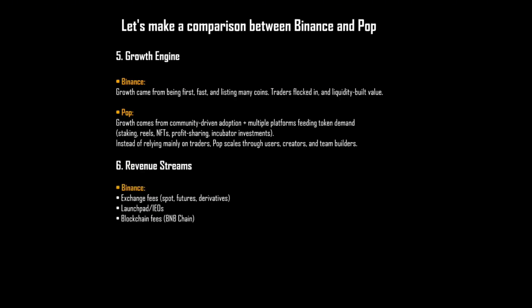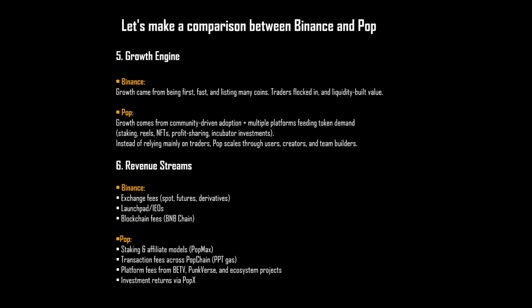Revenue streams. Looking at Binance, they're making money on exchange fees: spot, futures, and derivatives. They have a launchpad where people can do IEOs, which are initial exchange offerings, and they earn money from blockchain fees on the BNB Chain. Now let's take a look at Pop. What are the revenue streams here? Staking and affiliate models in PopMax, transaction fees across PopChain, the PPT gas, platform fees from BETV, Punkverse, and the whole ecosystem of projects, and investment returns via PopX.